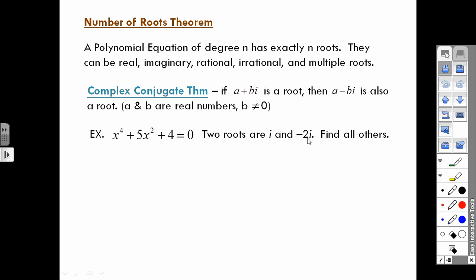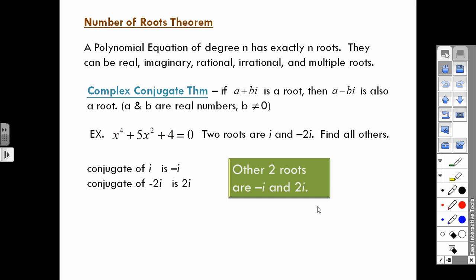also be a root. Same thing, if negative 2i is a root, then positive 2i also has to be a root, because they're the conjugates, right? So the other 2 roots are going to be negative i and 2i.